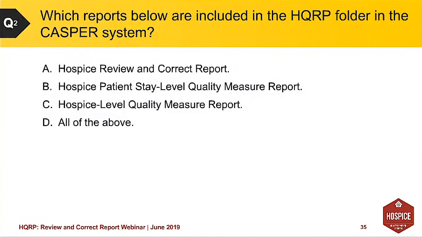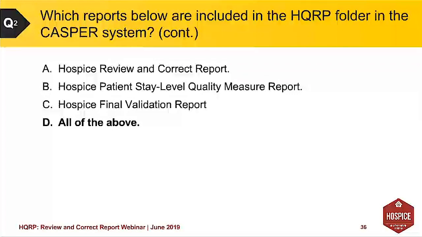So now let's go to a knowledge check on what we just reviewed. Which reports below are included in the HQRP folder in the CASPER system? Is it the Hospice Review and Correct report, the Hospice Stay Patient Level Quality Measure report, the Hospice Level Quality Measure report, or all of the above? And I'll give you a few minutes. Okay. So it looks like 98% of you chose the right answer. It's basically all of the above.